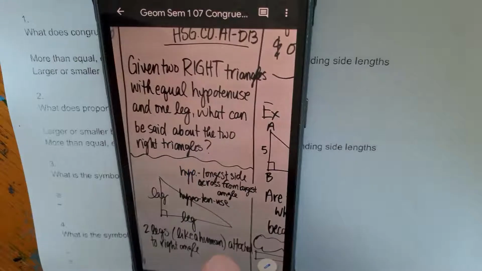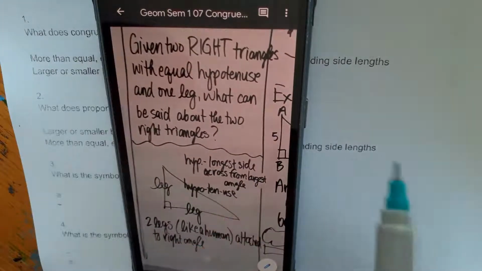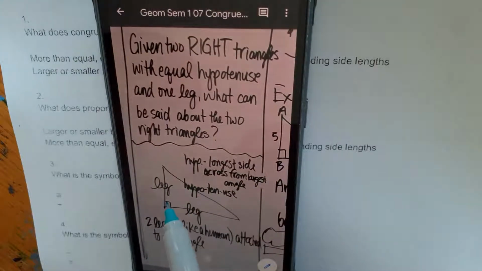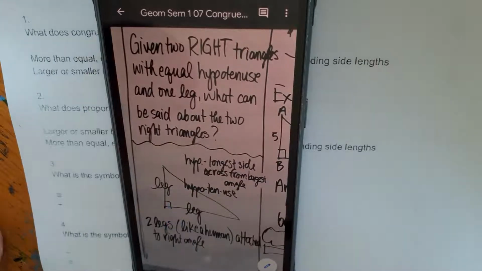Well, there's a postulate that says that if the hypotenuse and the leg of 2 right triangles are equal length, then we can say that they are congruent. Again, congruency in geometry means that the 2 shapes are exactly the same shape and the same size. Right? That's what congruency means.